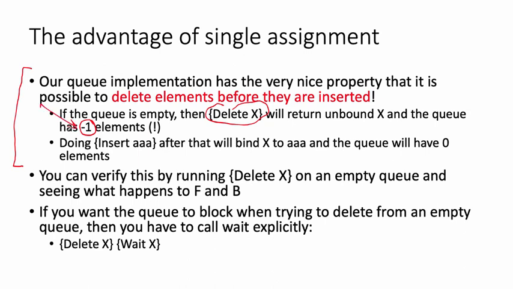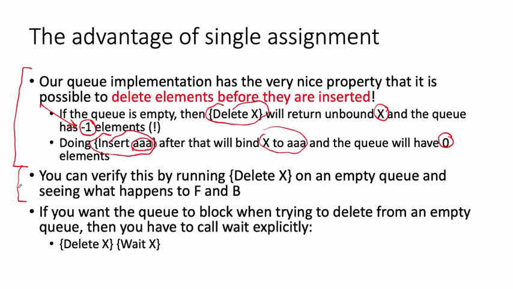So what does that even mean? It means that we have a placeholder. So the X will be in the queue, and the next time we do an insert, we insert AAA, for example, then that will be the element. At that moment, X will be bound to AAA, and Q will have 0 elements. So it's like a debt, a promise that the next element we insert will be X. Okay? You can actually verify this by running delete X on an empty queue.